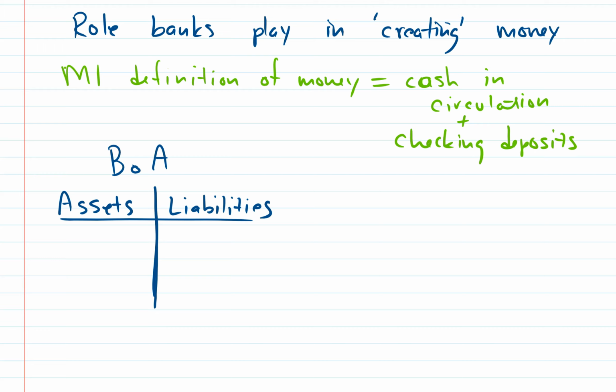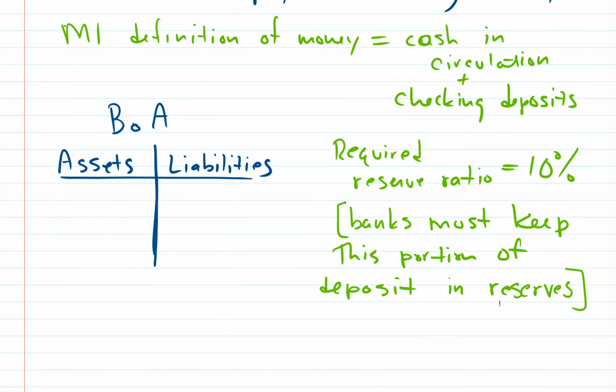All right, so first we need to know some information. One is, in this economy, our required reserve ratio is equal to 10%. The required reserve ratio is the percentage of the checking deposits that banks must keep inside their bank. They must keep it in reserves. They're not allowed to loan it out. The bank's required to keep this portion, so they're not allowed to loan this part out.